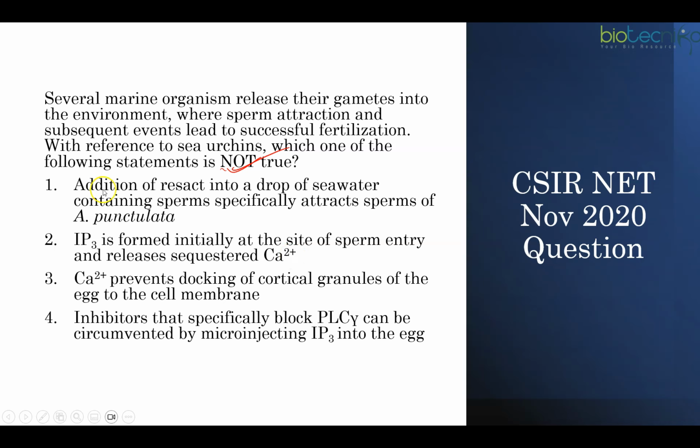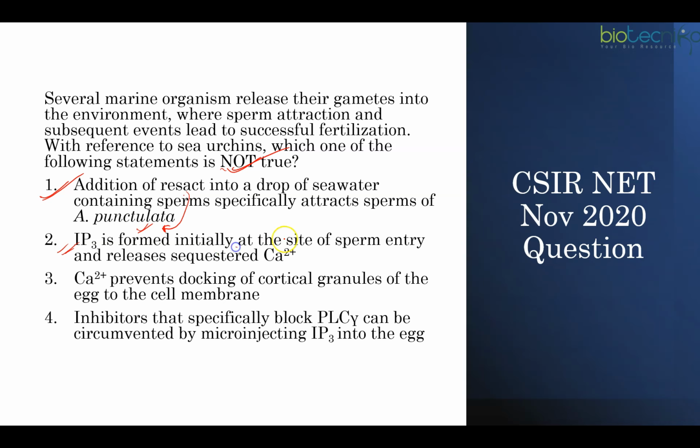Let's start with the first one. Addition of Resact into a drop of seawater containing sperms. So Resact is nothing but a chemoattractant. If you add this into the seawater, it will specifically attract sperms of this particular species. Resact is a chemoattractant in this species and Speract is a chemoattractant in another species, S. purpuratus. Since these chemoattractants are species specific, you have to remember the names. That's why this is a correct statement.